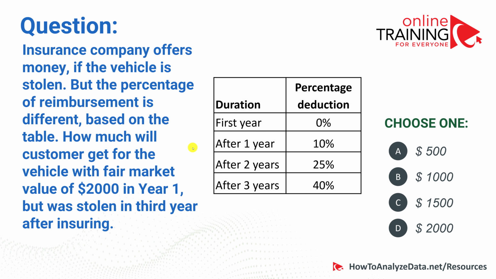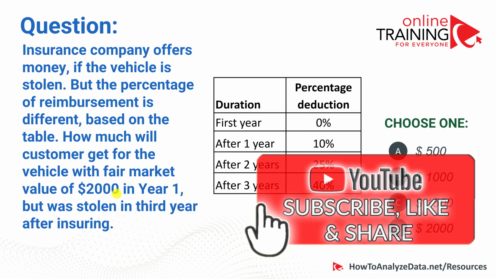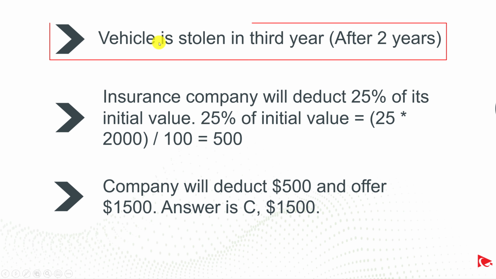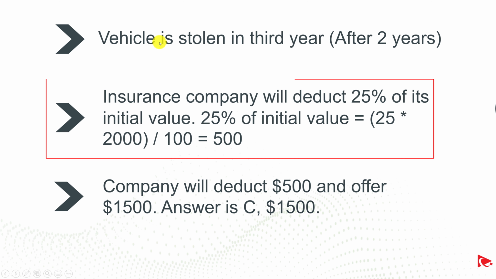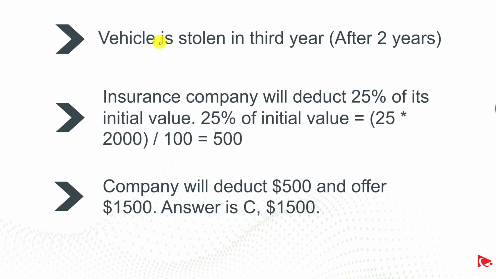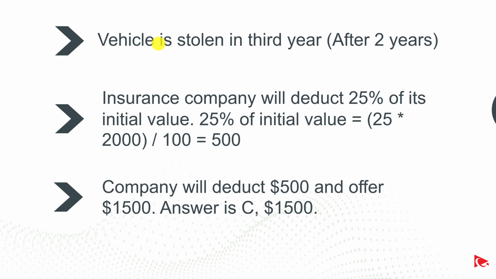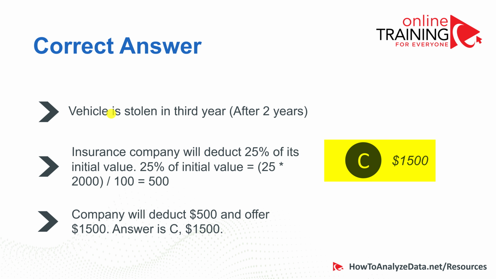Let's look at how you would approach answering this question. After 2 years, you would have to deduct 25% of the original cost of the vehicle. 25% of $2,000 is $500. So 2,000 minus 500 that you would have to deduct would be $1,500 reimbursement that you can get from the insurance company. Let's recap. The vehicle is stolen in the 3rd year, after 2 years. The insurance company will deduct 25% of the initial value, and 25% of the initial value is $500. The company will deduct $500 and offer you $1,500. So the correct choice is answer C. Hopefully you've got this one right.